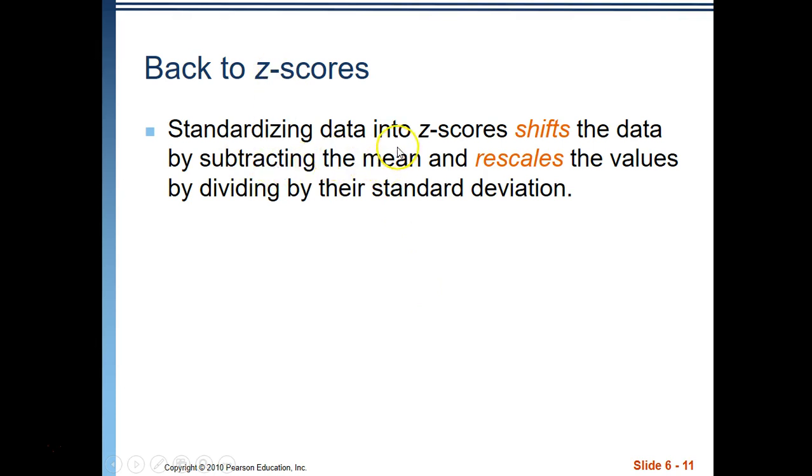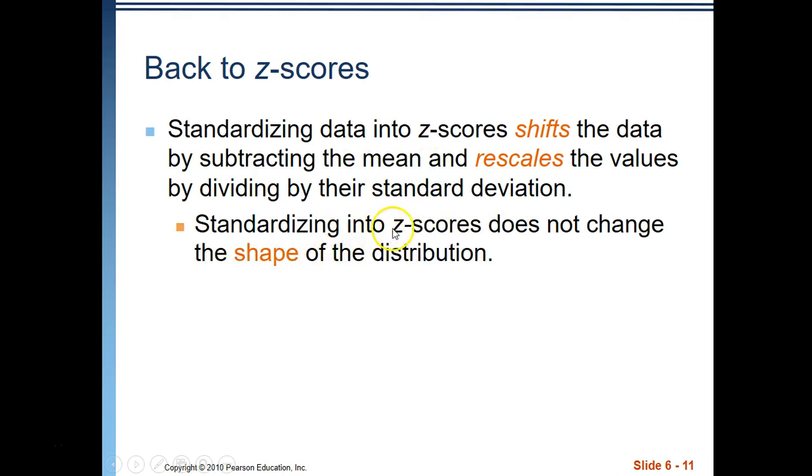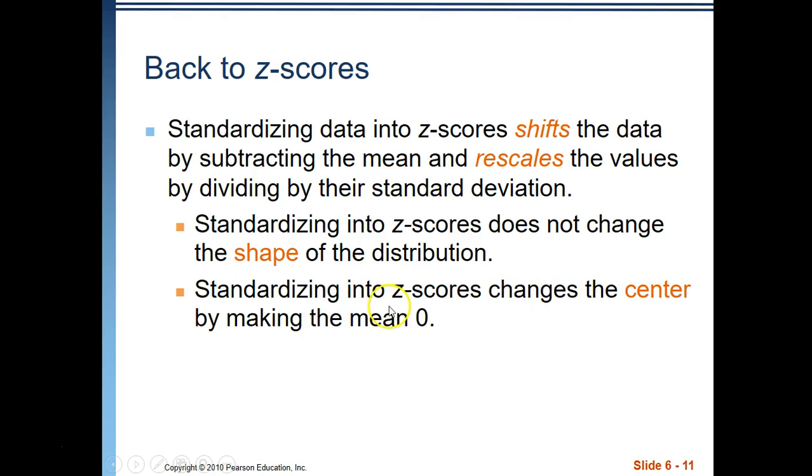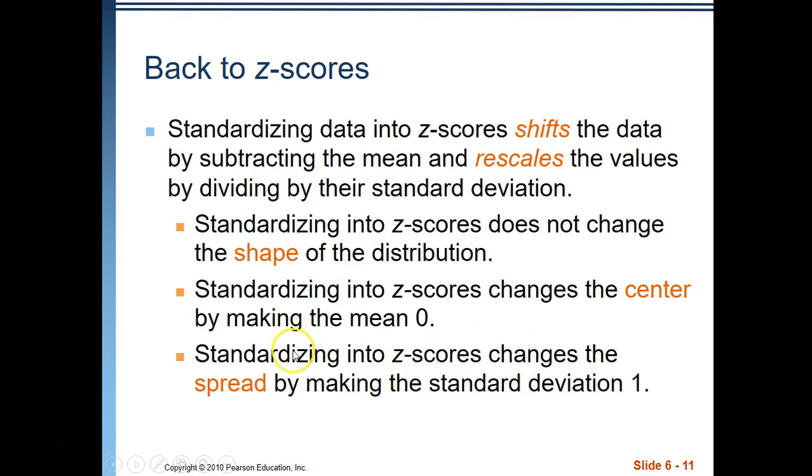Back to z-scores. Standardizing data into z-scores shifts the data by subtracting the mean and rescales the values by dividing by their standard deviation. So it's kind of doing both ideas in one. Standardizing into z-scores does not change the shape of the distribution. It changes our center by making the mean 0. It changes the spread also by making the standard deviation 1. That's basically what's happening with this.